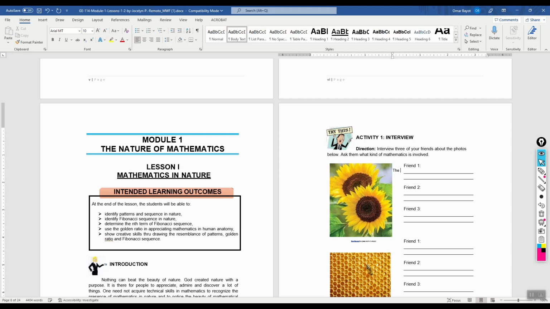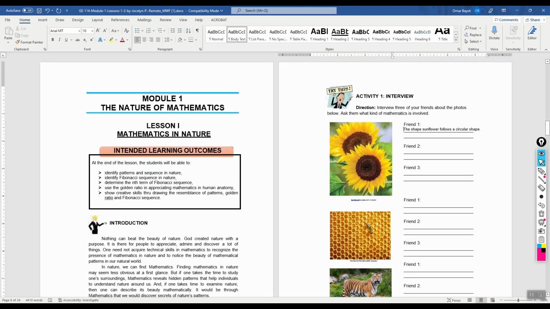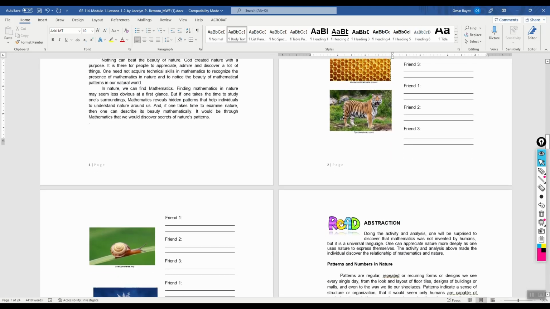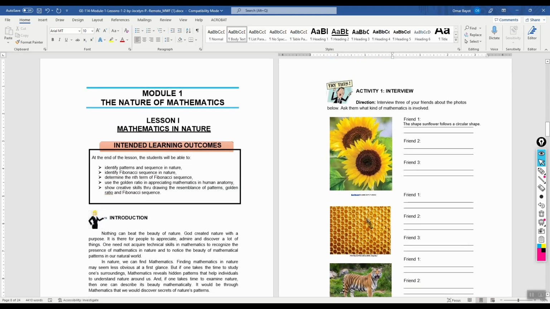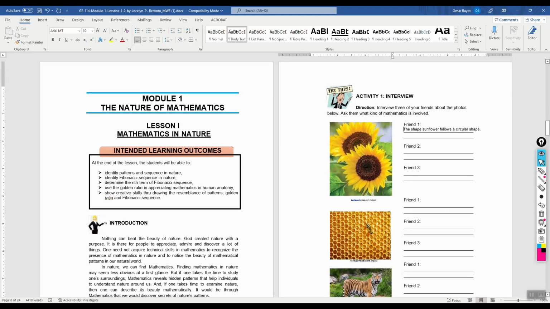The shape of the sunflower follows a circle, follows a circular shape. So from there, you have to arrange this one. Example, this is your answer. And then you're going to have this converted to PDF file. So you only need this one, this page to be converted. Example, only this one. So you will submit it to me in PDF form.